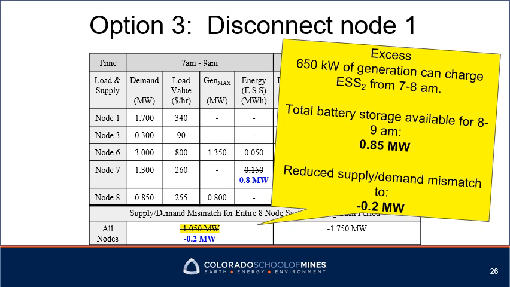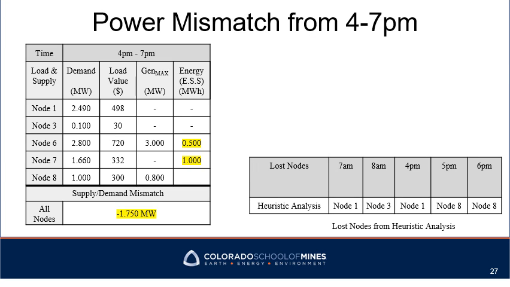And if we only need to shed 200 kilowatts now, the best solution is to disconnect node 3 for the final hour. So at 7 a.m., node 1 is disconnected, and the excess energy charges the battery. At 8 a.m., node 1 is reconnected and node 3 is disconnected between 8 and 9. The method is then used to solve the power mismatch problem between the hours of 4 to 7 p.m., where the supply-demand mismatch is now 1.75 megawatts.